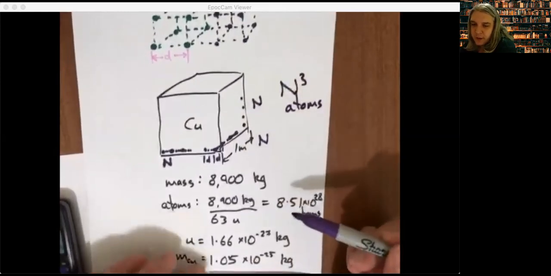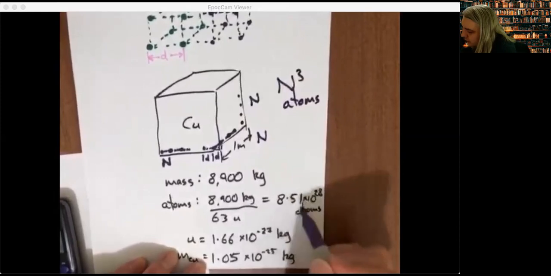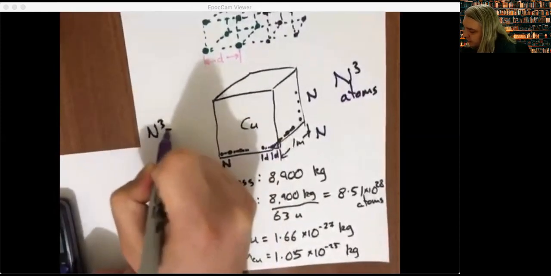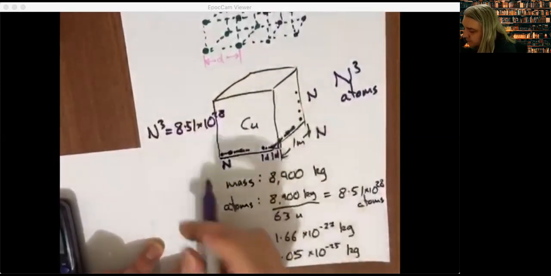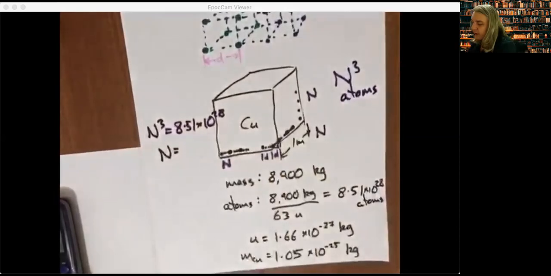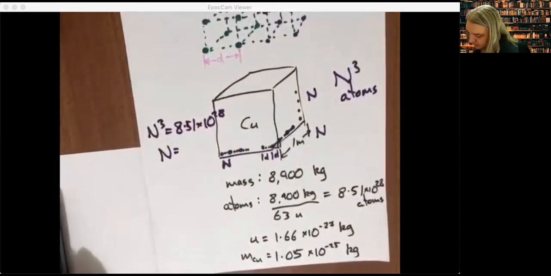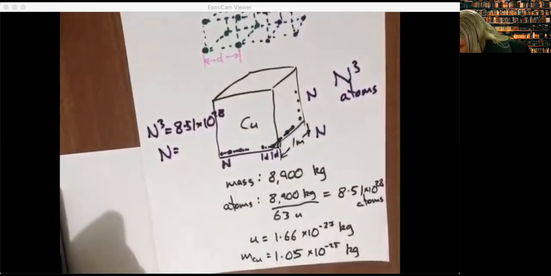And we've just said that we have this many atoms. So that means that n cubed is equal to this total number of atoms. So we have n cubed is equal to 8.51 times 10 to the 28. So now you just have to do the cube root. If you're familiar with scientific calculators, they all should have a cube root function.